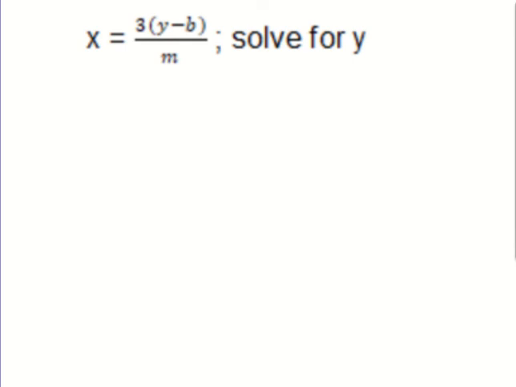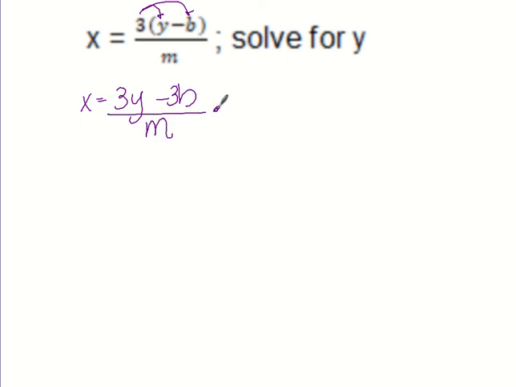Okay, so the way I would do it is I would distribute first. So I would get x equals 3y minus 3b over m. Right? Then inverse operation, I'm going to times by m, like this, that gets rid of these. And so now I have mx equals 3y minus 3b.